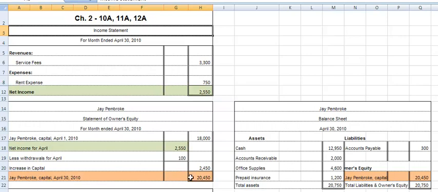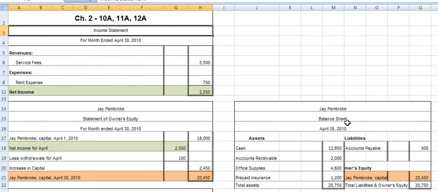One of the most common mistakes that I see is that in filtering this now onto the balance sheet, a lot of people try to take this beginning $18,000, but it has to be this ending. We have to take into account the net income and any withdrawals. So then the third statement over here is our balance sheet.